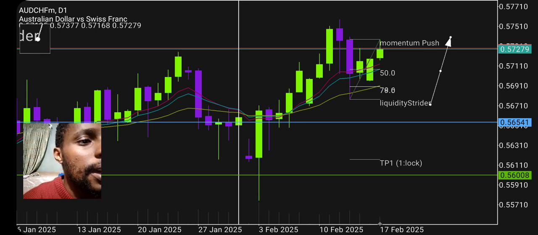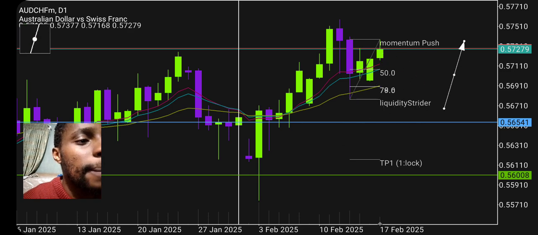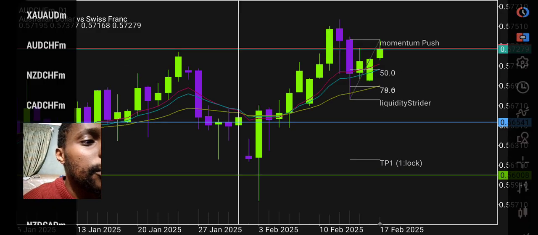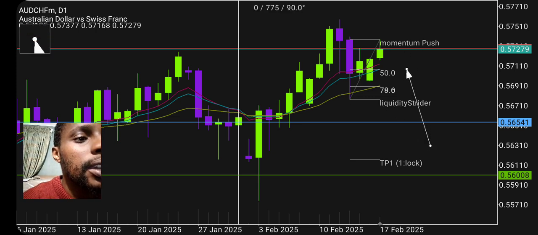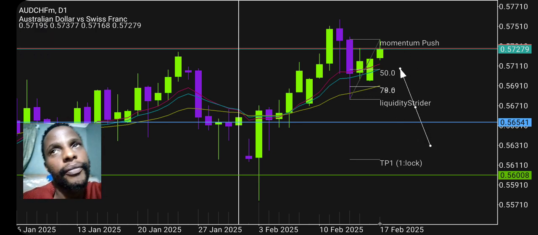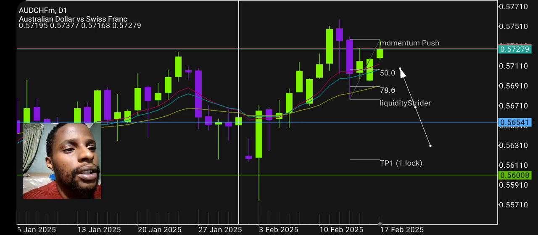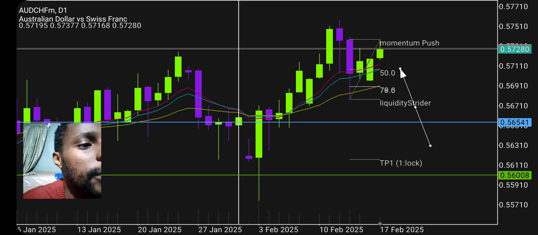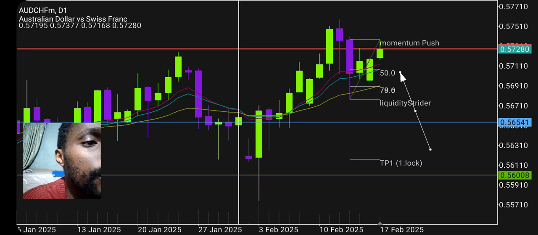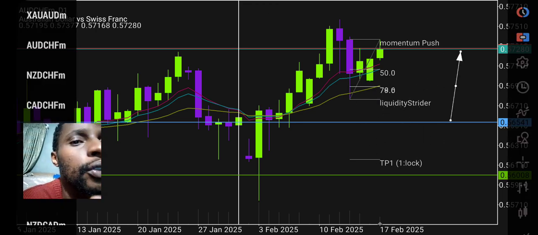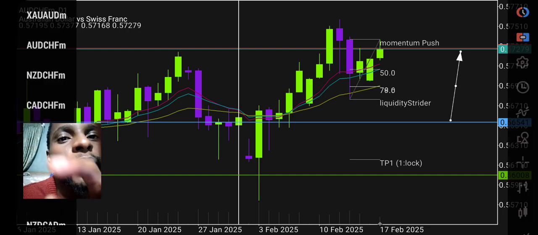So here I'm looking at the bullish momentum push. With this bullish momentum push, I'd like the market. As we know, the RBA is releasing interest rate data tomorrow morning. So with tomorrow's candle, maybe I'll expect the market to exhaust to this 50% retracement key level of this momentum push extension. So yeah, that's what I'll be expecting for tomorrow. This is the Australian dollar versus the Swiss franc.